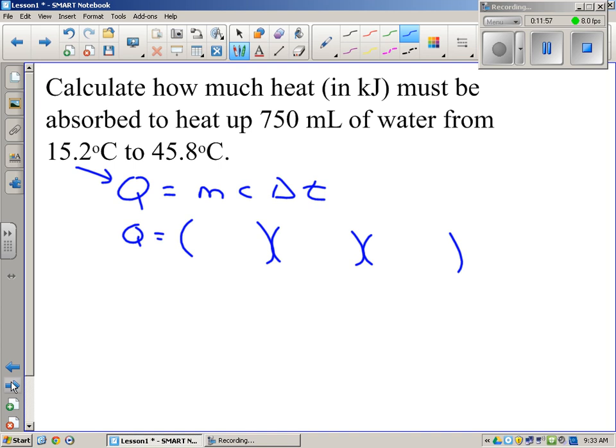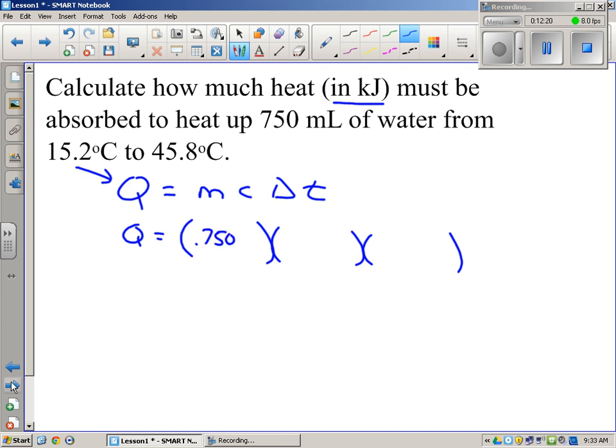750 milliliters of water, okay? Once again, we can change that into a weight. 750 milliliters is 750 grams. But I want my answer in kilojoules. Now, can I put 750 grams in here? Sure you can. Is that wrong? No. You just have to know what units you're going to get from that. So if you want, you can put 750 grams in here. I'm not going to do that.